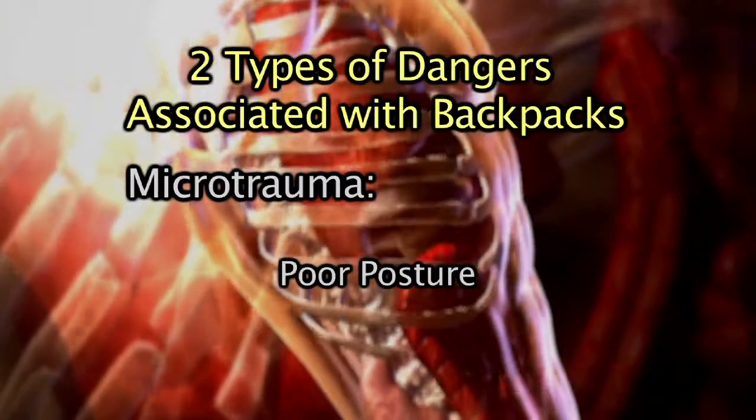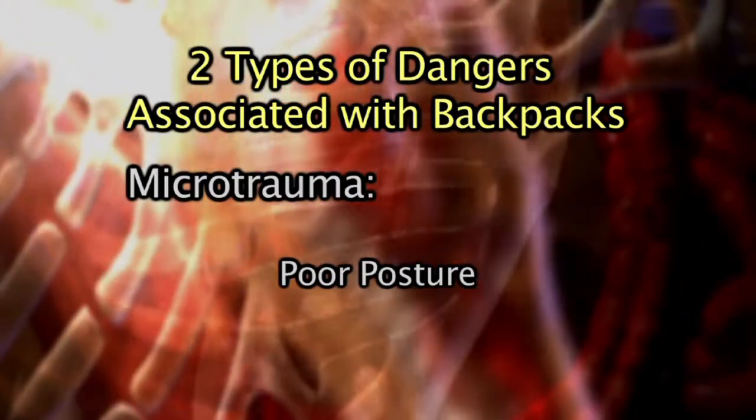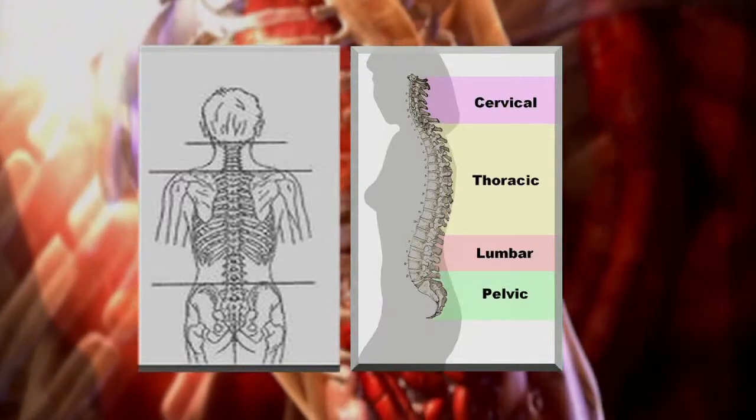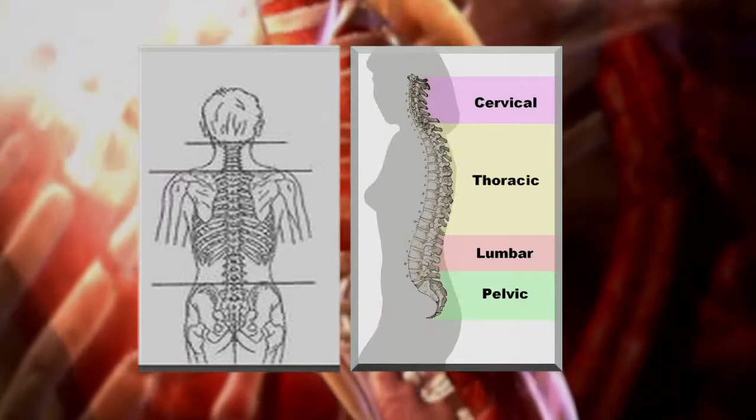Now, you also have microtrauma. Microtrauma are little repetitive stresses that you're placing on the spine, which over time can accumulate and cause a number of problems. The number one problem that we see is poor posture. Right? And again, poor posture is just a change from that normal alignment of the spine that I just talked about. The spine should be nice and straight from the front, and it should have those 4 curves in it from the side. The most common change in posture that we see, especially with backpack use, is forward head posture.